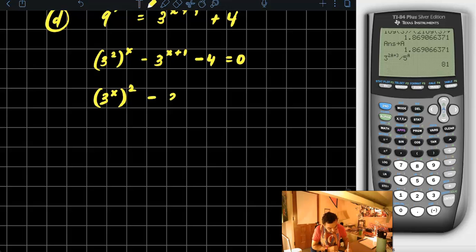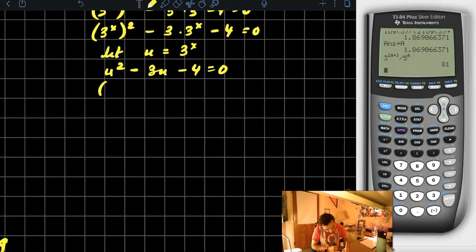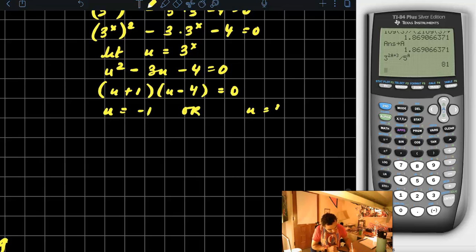Here I'm going to write it as 3 to the x times 3 minus 4 equals 0. I'll take one other step and write it like this with the 3 in front of that, only to be able to say that this is actually a quadratic in 3 to the x. So if I say let u equal 3 to the x, then I've gotten u squared minus 3u minus 4 equals 0. Factoring this, I get u plus 1 and u minus 4 equals 0. I just want to check that that's okay. So u can take on two values, negative 1 or u equals 4.